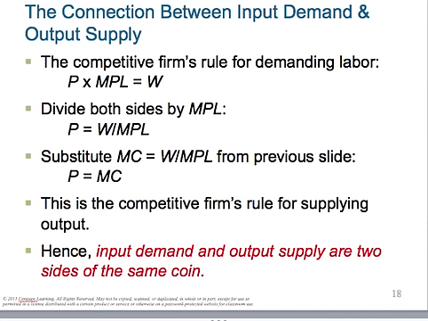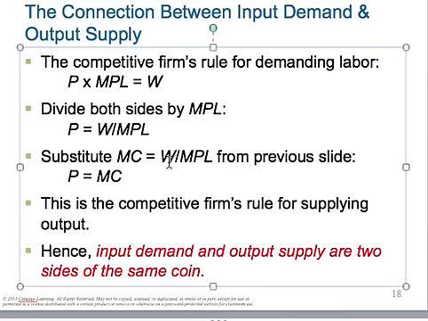This next slide, we're going to talk about the connection between input demand and output supply. A competitive firm's rule for demanding labor is that the wage should equal the marginal product of labor times price. Now, in the long run, this is known as operating where marginal cost equals marginal revenue. Price times marginal product of labor is marginal revenue. Hire one more person. What do they produce times the price versus their wage? You never want to get in a situation where you're paying them more than they're worth. So you operate where marginal cost equals marginal revenue. Marginal cost here equals marginal revenue here.